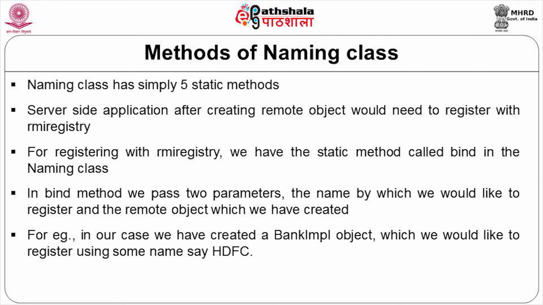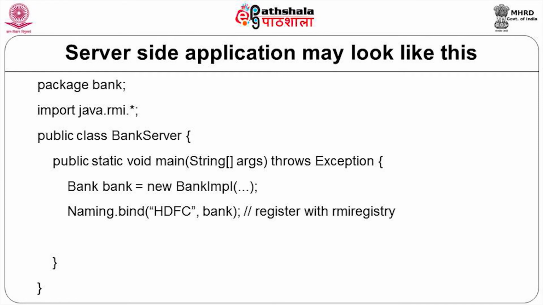For example, in this case, someone says, I have created a bank implementation object, so let me use the bind method. So in the bind method, I might pass the first parameter string as HDFC, and that's the name by which I would identify this object, and put the object there. Fine. So that's how it is being made available. It's being known to rmiregistry by a name called HDFC here in this case. Okay, so bind is one method.